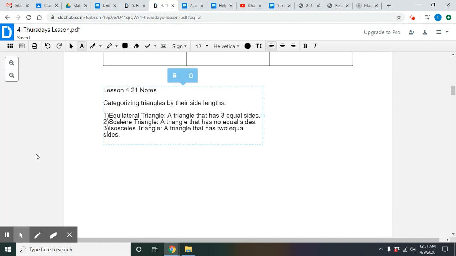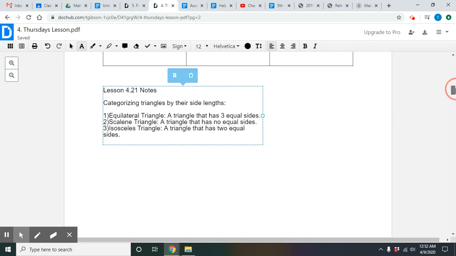In your notes right now, you're going to add these three important tips that are talking about how we are looking at triangles to categorize them by their side lengths. You're going to put all three types of triangles. So equilateral triangle, a triangle that has three equal sides; scalene triangle, a triangle that has no equal sides; and an isosceles triangle, a triangle that has two equal sides.